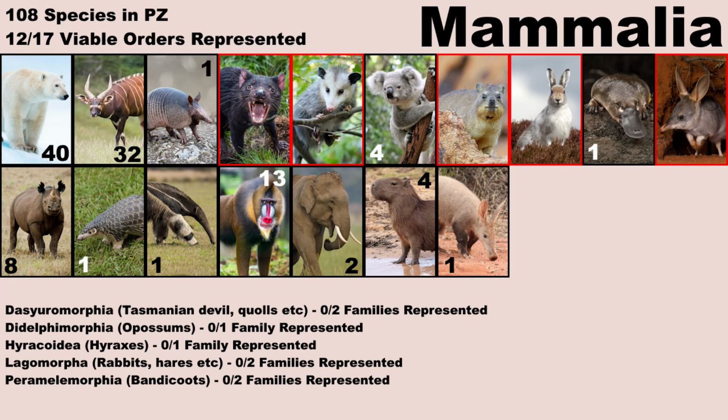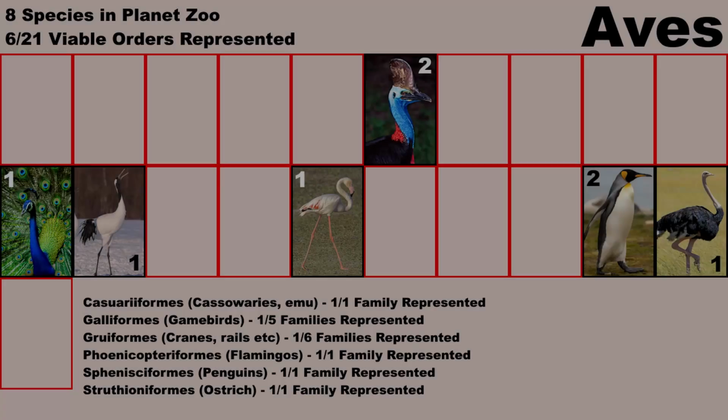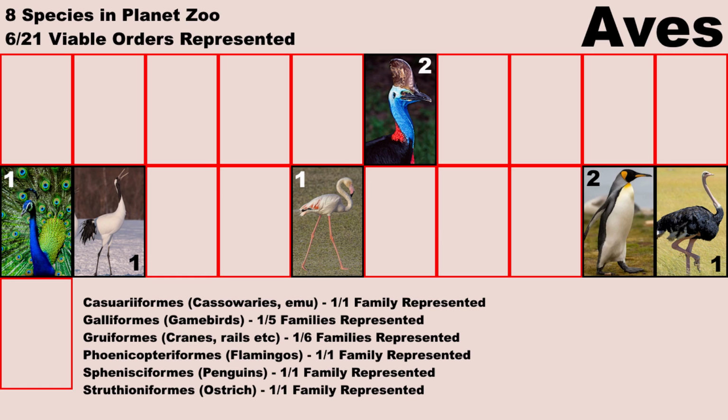So the big one we'll go into next is the birds. So we only have 8 species in Planet Zoo so far. You can see from this list we have a large number missing, so we only have 6 out of 21 viable orders represented from my point of view. Again, disclaimer, these are just things that I think would work for Planet Zoo. So we have cassowaries and emus, we have 2 of them.